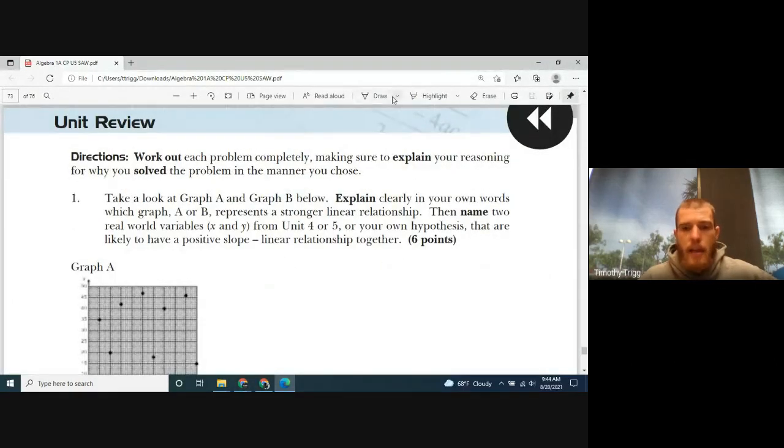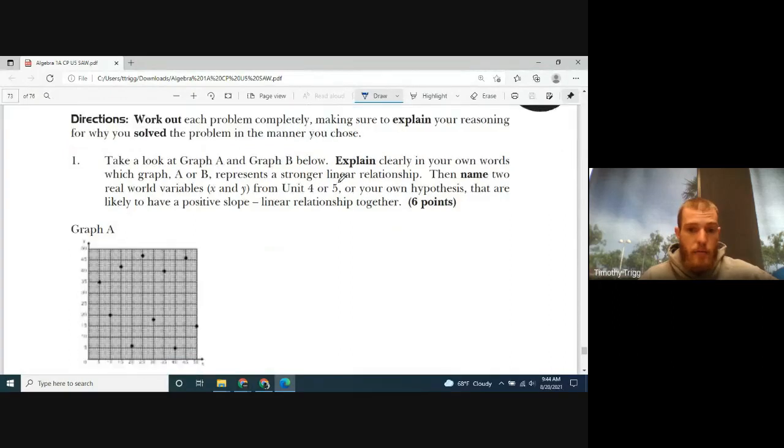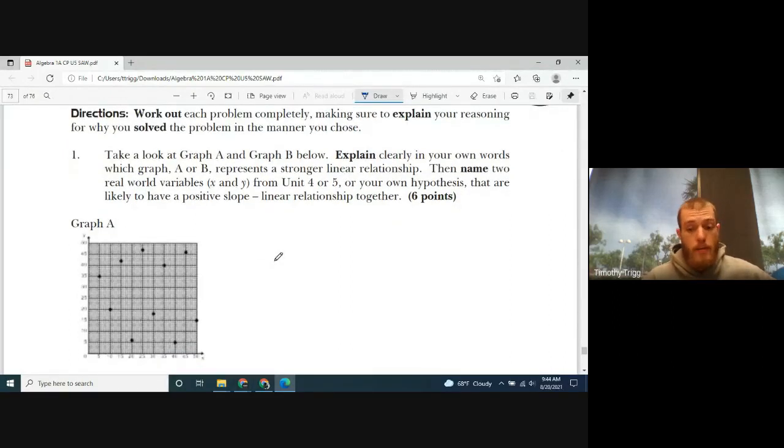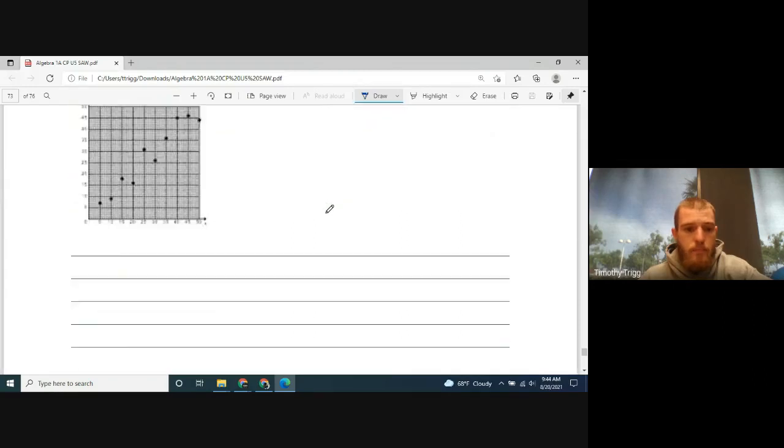And basically everything I write, you should be writing down, okay? And everything I tell you to write, you should be writing down, okay? So let's see, take a look at graph A and graph B below. Explain clearly in your own words which graph, A or B, represents a stronger linear relationship. Then name the two real-world variables, x and y, from units 4 and 5, or your own hypothesis, that are likely to have a positive slope linear relationship together.